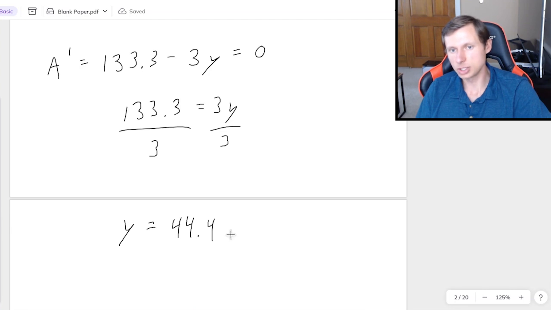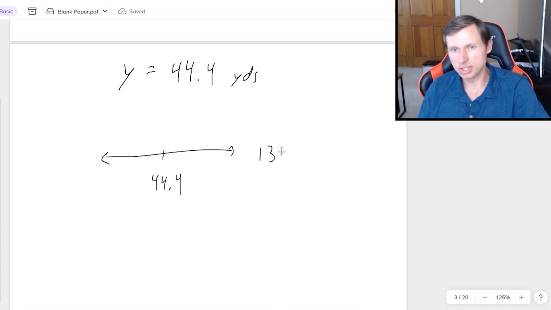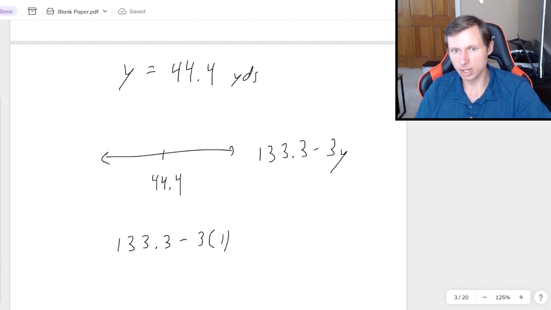44.4. Units are yards. And again, this is where I'm going to set up a number line. So here's 44.4. I have to test a point above and below and plug it into my derivative, which again was 133.3 minus 3y. So first I'll plug in 1, because that's less than 44.4. 133.3 minus 3 times 1, that's going to be 130.3. Definitely positive. I don't care about the number, I just care positive or negative.